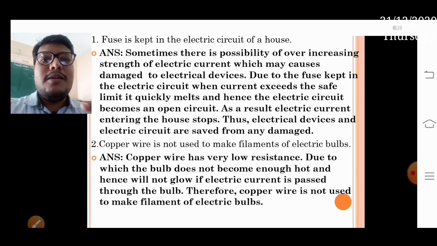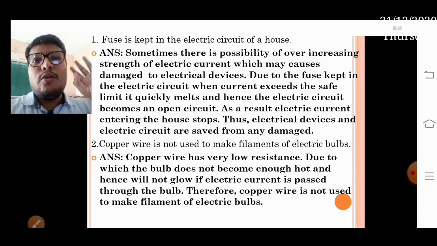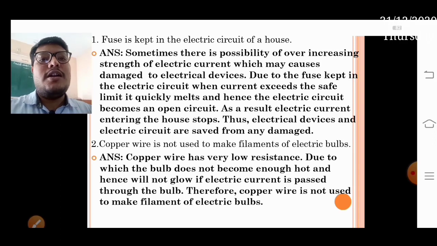What is the purpose of a bulb? It gives us light, but it can give light only when the wire kept inside the bulb glows, right? But here the copper wire does not glow after the current passes, so that is why it is not used.